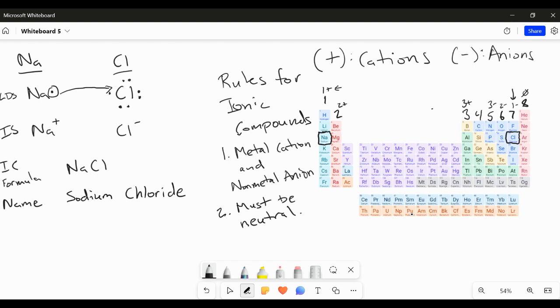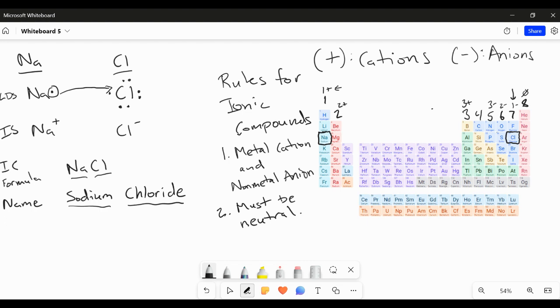So remember, when you're naming these, the cation stays the same. The one that's listed first has to be the cation. The name for the cation stays the same. So here we have sodium, and it's listed as sodium. The anion, which is listed second, has to change to the ide form. You have to change the ending to the IDE form. So chlorine becomes chloride.